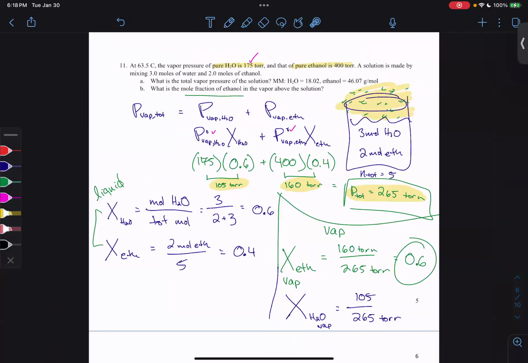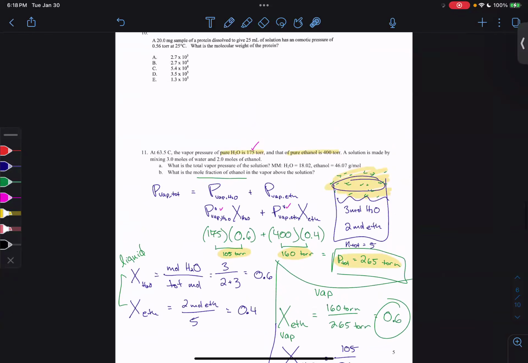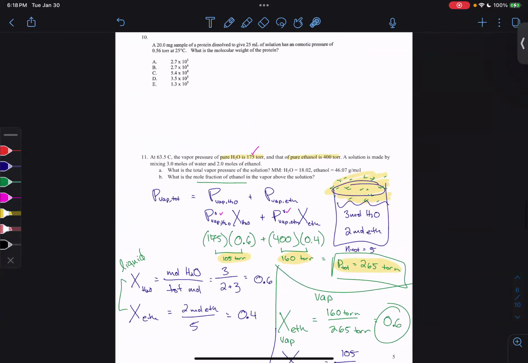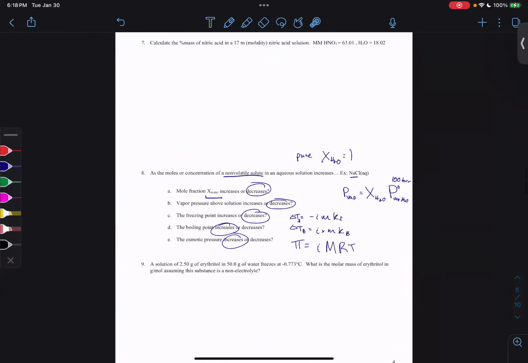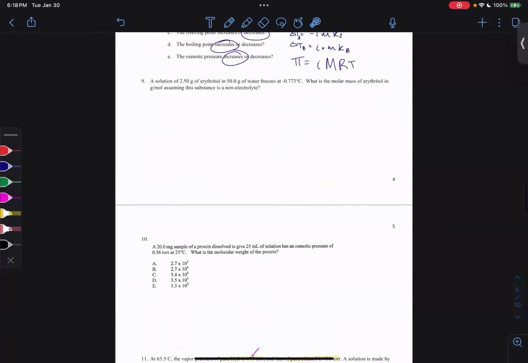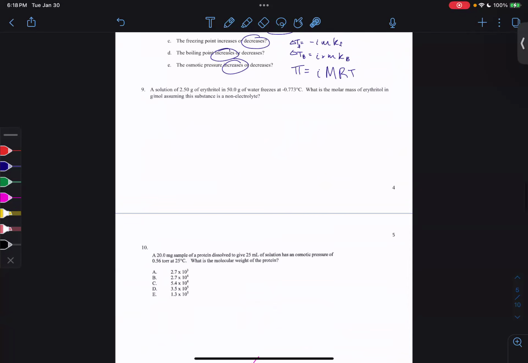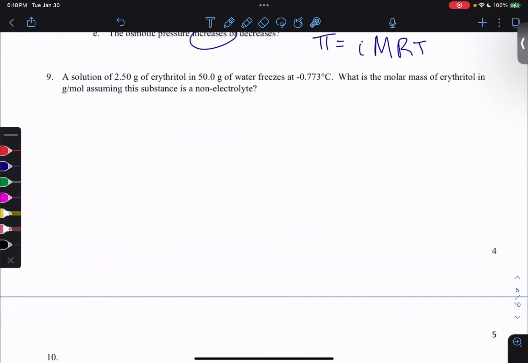Okay, how do we feel about that? Okay, all right, perfect. Let's do anything else from colligative properties. Do we want to do 9 or 10? Yes? Okay, so let's do 9.